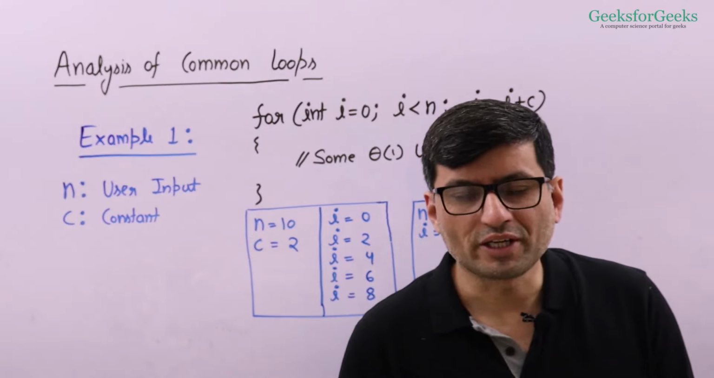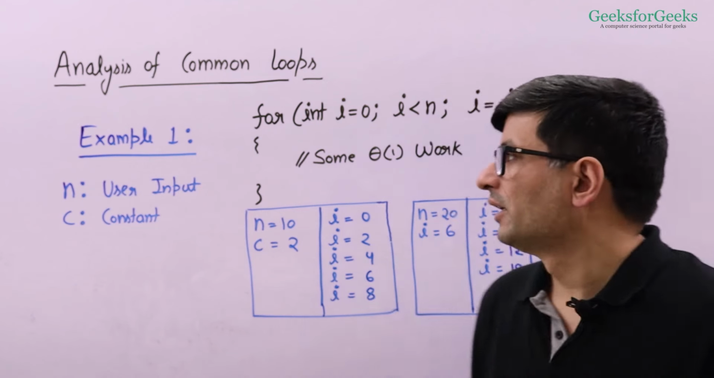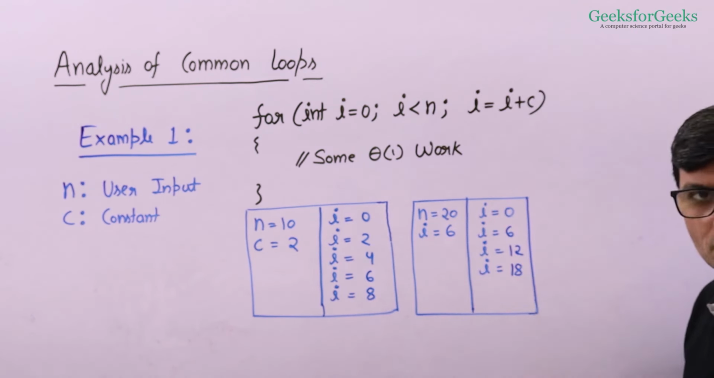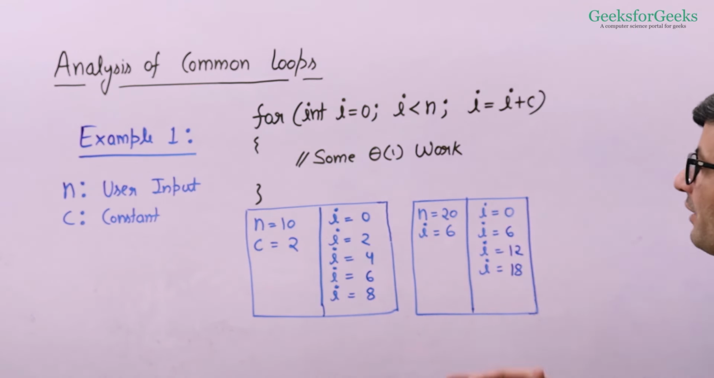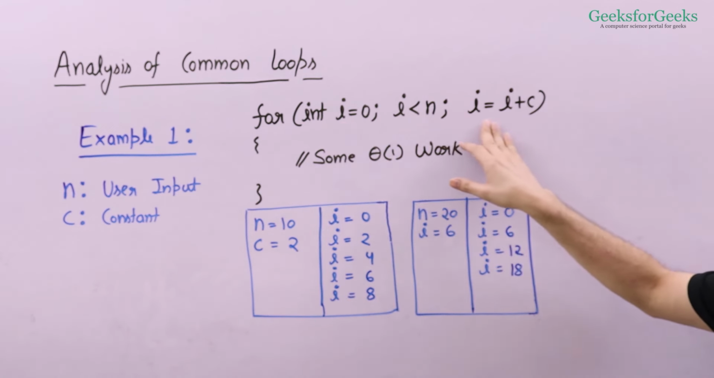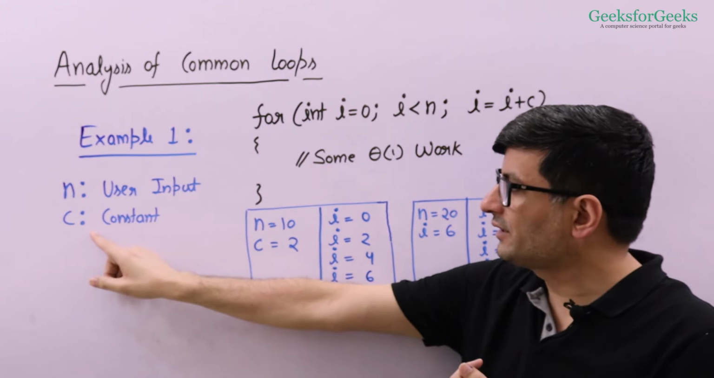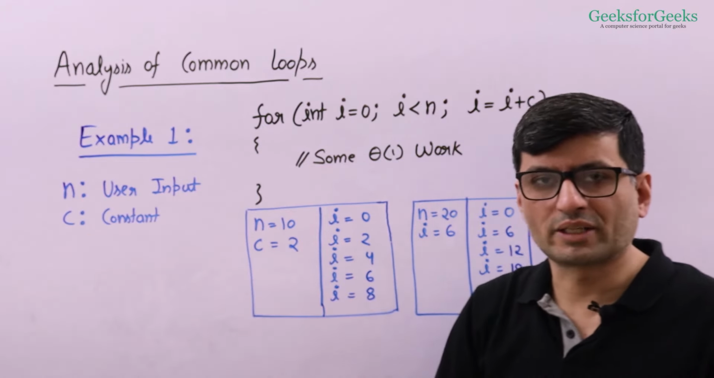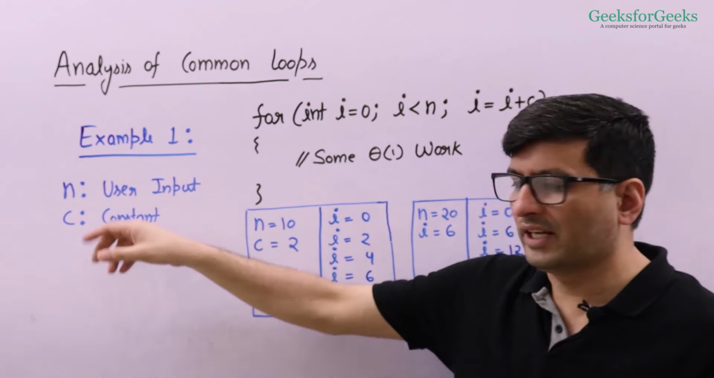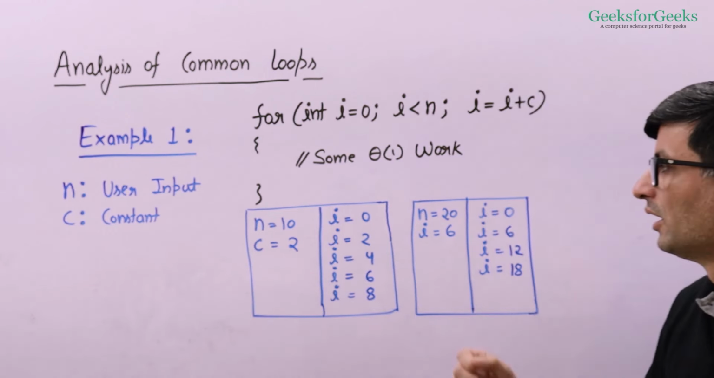Let's now talk about analysis of some common loops that we see in programs. Let's take a look at this first example, the first simple loop. What we have here is a loop that runs from i equal to 0, i smaller than n, i equal to i plus c. And n here is user input and c is a constant, some business constant, might be 2, 3 or anything. But n can have any value, it's not a constant, it's a user provided input.